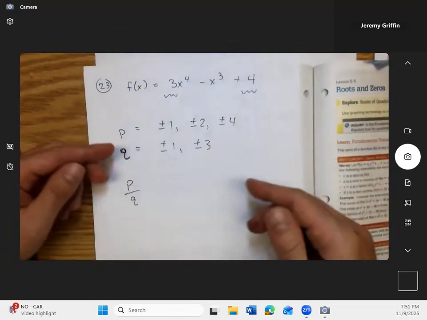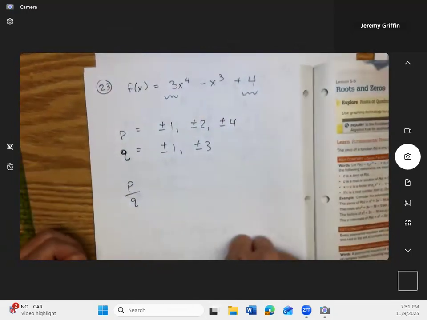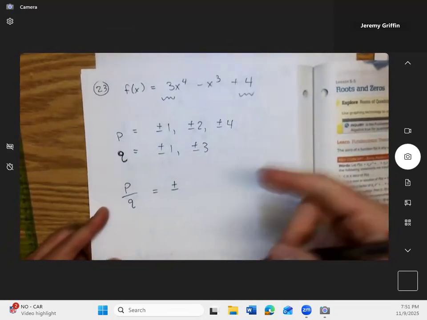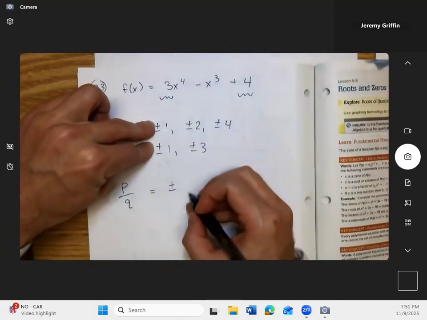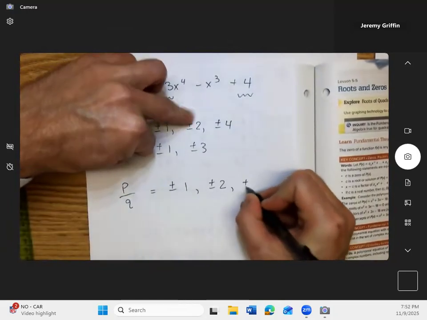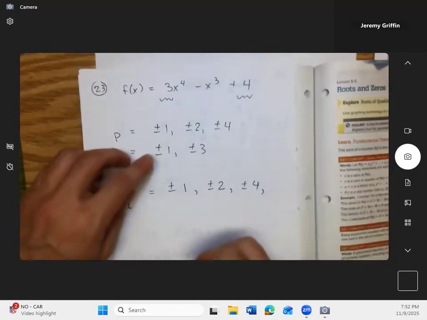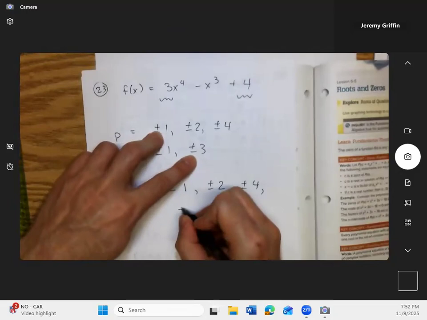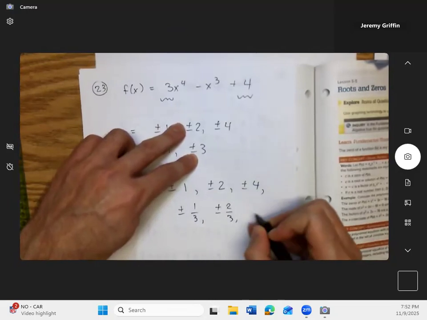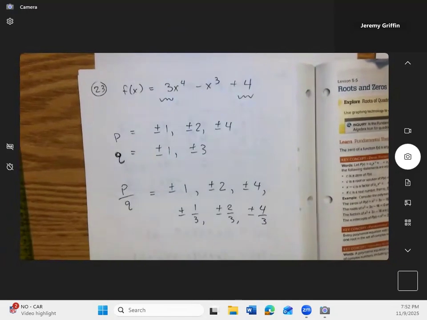Some of them might repeat. Well, let's just go through it and see what we get. I can just do plus or minus to take care of 2 at a time. 1 over 1 would be 1, 2 over 1 would be 2, 4 over 1 would be 4, and each of these has the plus or minus version. That's not all, because I also got this 3 right here. So that's plus or minus 1 over 3, plus or minus 2 over 3, and plus or minus 4 over 3. That's number 23.